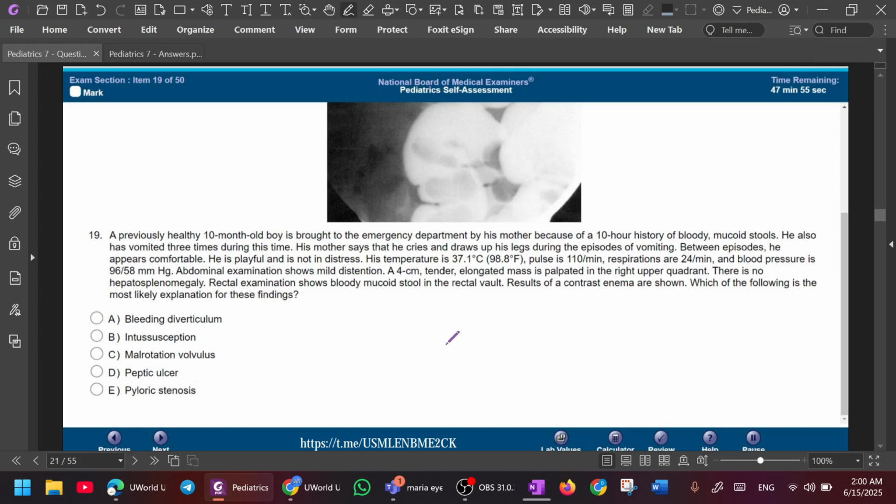Temperature is 37.1 degrees Celsius. Pulse is 110 per minute. Respiration 24 per minute. Blood pressure 96 over 58. Abdominal examination shows mild distension. A 4 by 6 centimeter tender elongated mass is palpated in the right upper quadrant. There is no hepatosplenomegaly. Rectal examination shows bloody mucoid stool. Results of a contrast enema are shown. Which of the following is the most likely explanation of this finding?